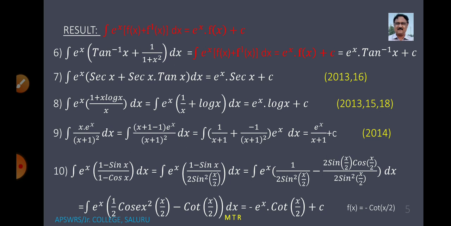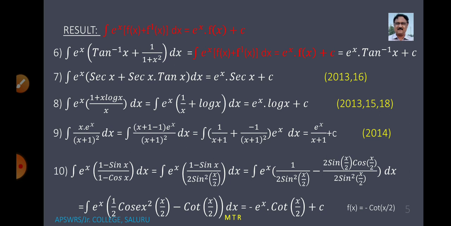But in our derivative, what is theta here? Theta is x by 2. The derivative of x by 2 is 1 by 2, so put 1 by 2 here. So the derivative of minus cot x by 2 is equal to 1 by 2 cosecant square x by 2. So here our function minus cot x by 2 is f of x, and 1 by 2 cosecant square x by 2 is f dash of x.